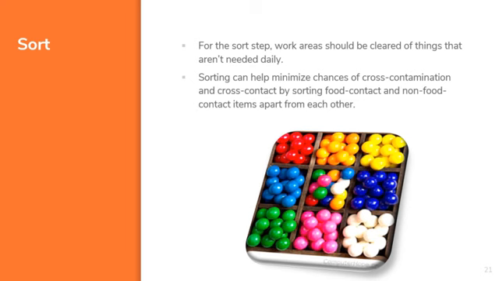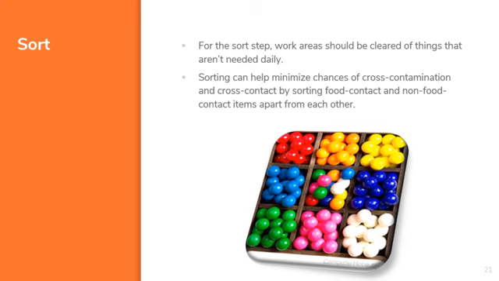Sorting can help minimize chances of cross contamination and cross contact by sorting food contact or non-food contact items apart from each other. Can you just imagine your room, your bedroom, for example, with the used clothes and the unused clothes? I mean the clean clothes and then the used clothes together on your bed, then there's no sorting in there. So you have to sort them properly.